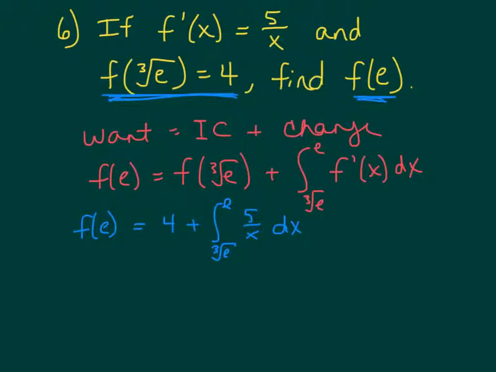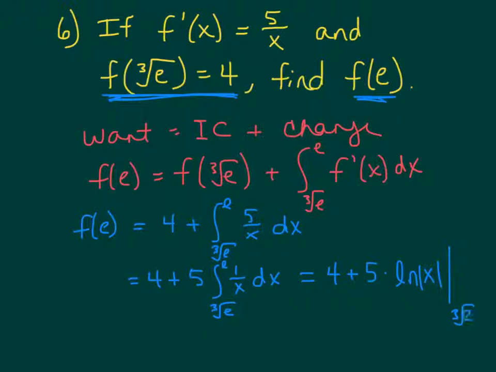Okay, so 5 over x dx, that should stand out to you. The 5 can get bumped in front, so I could say this is equal to 4 plus 5 times the integral of 1 over x dx, and again, it's the cubed root of e to e. All right, so this, of course, is 4 plus 5 times the integral of 1 over x dx, which is natural log of x. You can put the absolute value bars, and then you're going to go ahead and put your bounds. It's the cubed root of e to e.